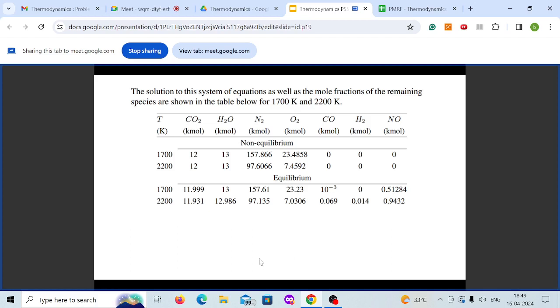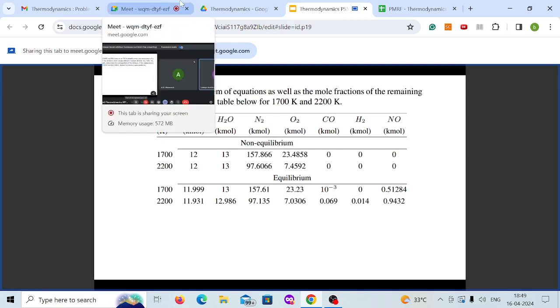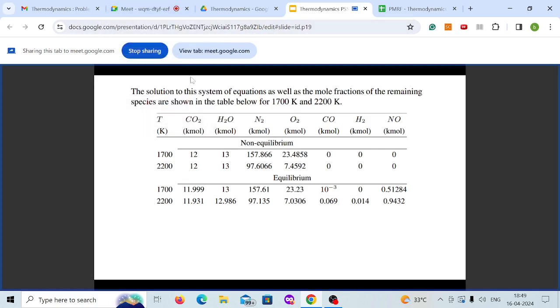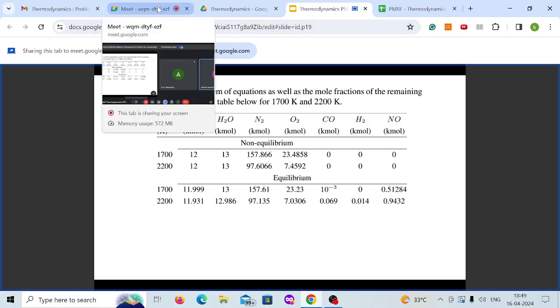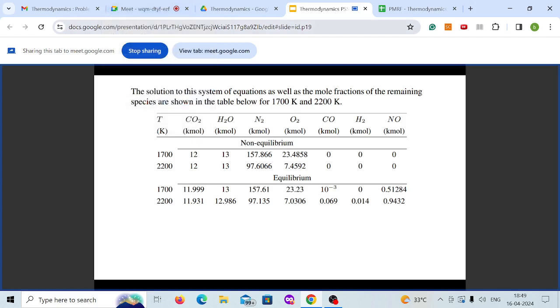So any question in this? Just like the previous problem, instead of 2 components, now this is somewhat more tedious with 3 components, but the procedure still remains the same. So any question in this? Okay.